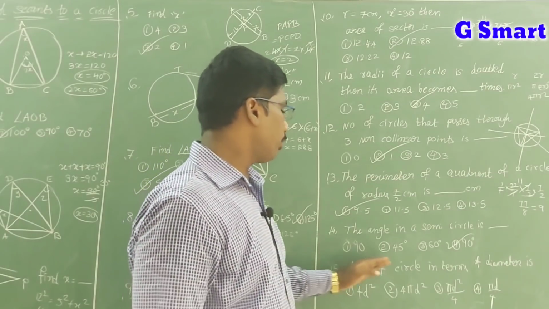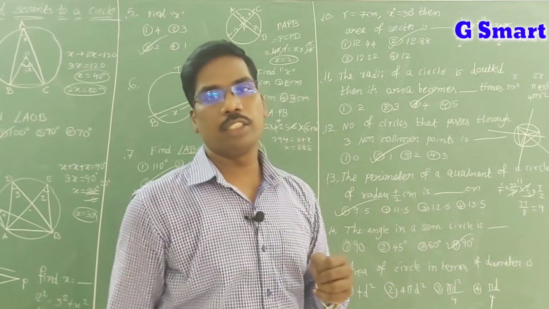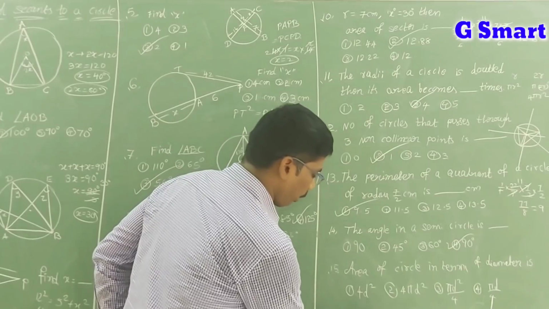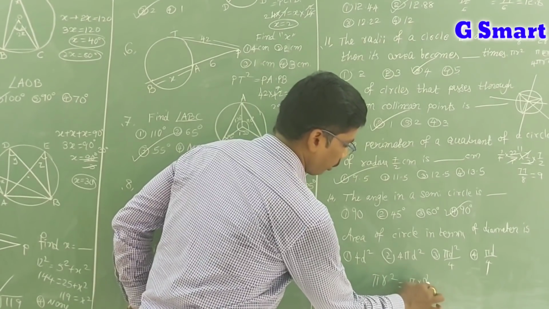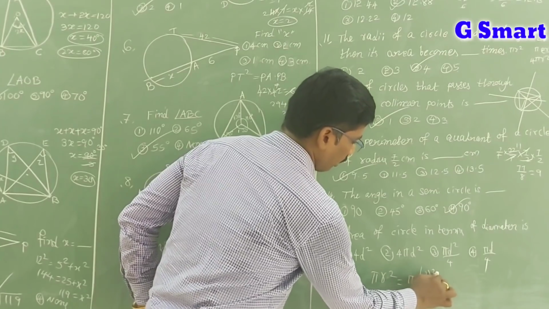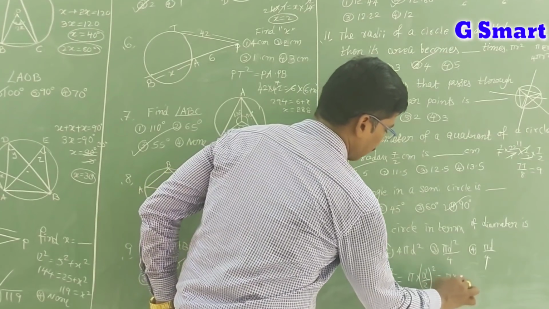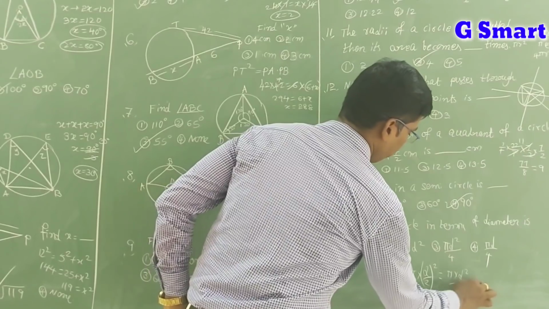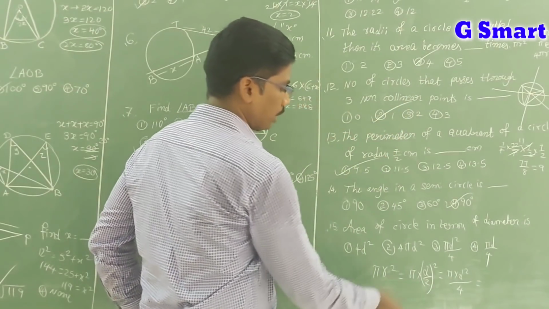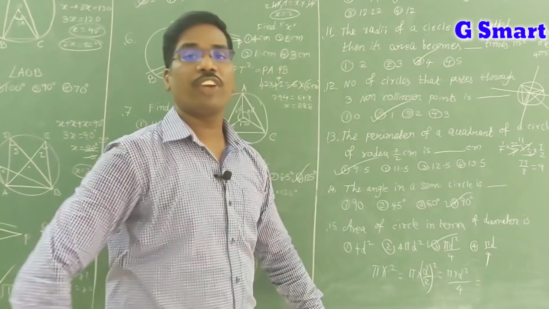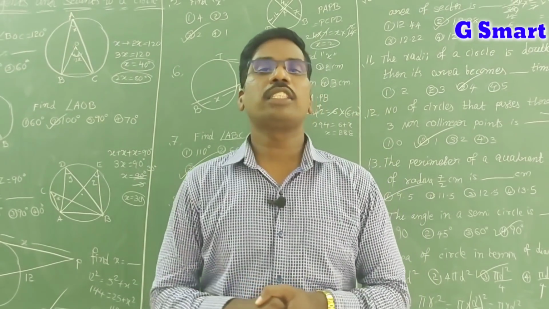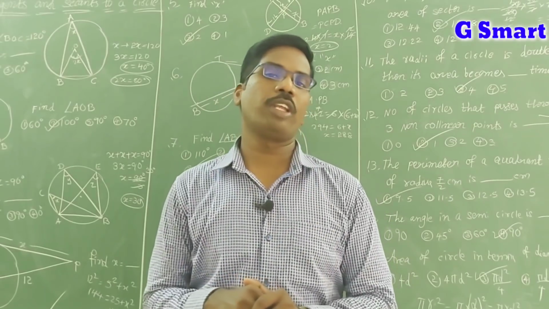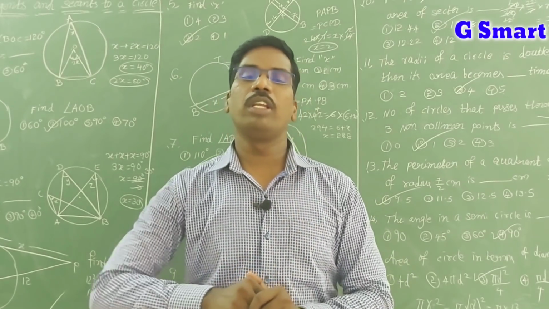Next, area of the circle in terms of diameter is. Actually, area of the circle is pi r square, but the r value is d by 2. So d by 2 whole square, that is equal to pi into d square by 4. So that means pi d square by 4. That is the third option. So friends, today these are the most very important top 15 models. Definitely in these top 15 models, 1 or 2 problems will be coming, at least one problem may be coming.